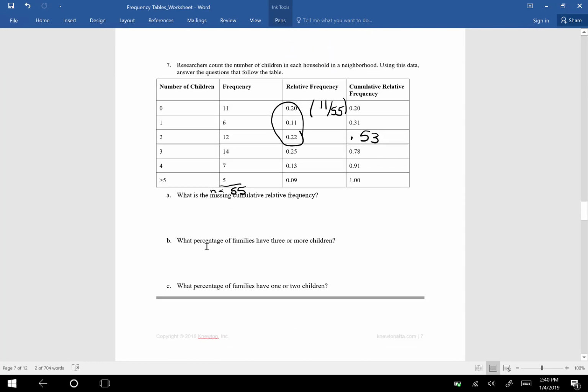Okay, so we wrote in the middle. What percentage of families have 3 or more children? Okay, so 3 or more would include this one, right? And we want percentages, so we want these 3 added together. So we have 0.25 plus 0.13 plus 0.09. Make sense? Or 0.47, which is 47%. Okay? Why don't you guys do, what percentage of families have 1 or 2 children?